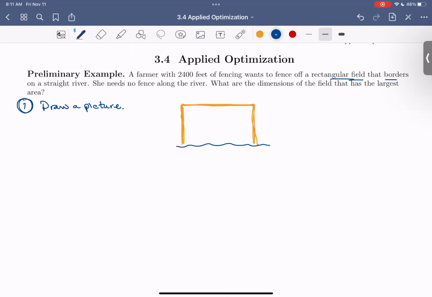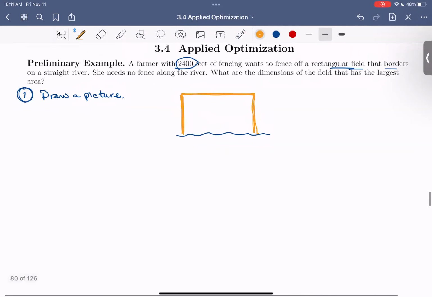So what other information do we have? Well, in total, she has 2,400 feet of fencing. That means if we were to measure all along the fence, we should come out to a total of 2,400. Now the next step when we're doing these applied optimization problems is to identify what is given and what we need to find. To do that, we need to label our picture. So I'm even going to add that as a second step. Label picture.